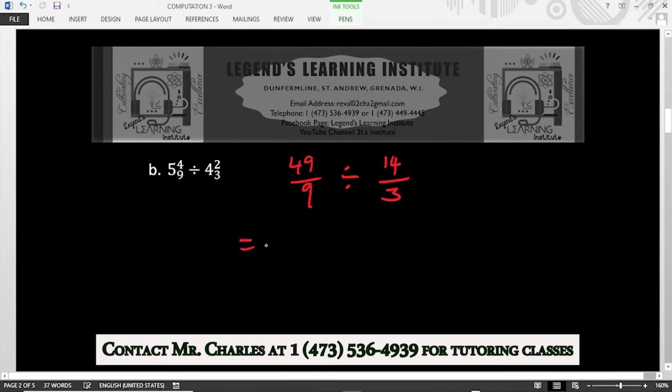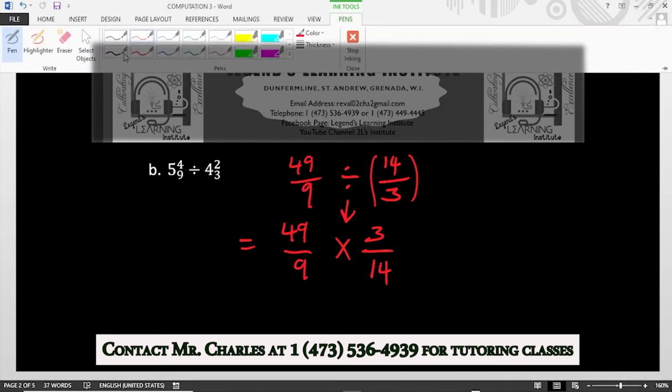So 49 over 9 divided by 14 over 3. The next step is to write back the 49 over 9, take the division sign and convert it to a multiplication sign, and then take the 14 over 3 and reciprocate it, or flip it. So instead of 14 over 3, we would have 3 over 14. Now we have to see how we can cancel.